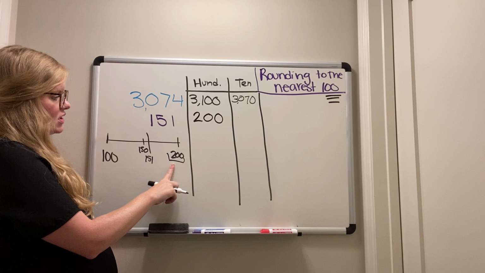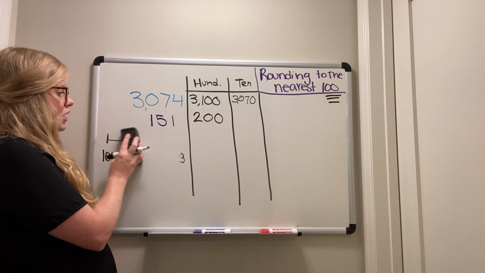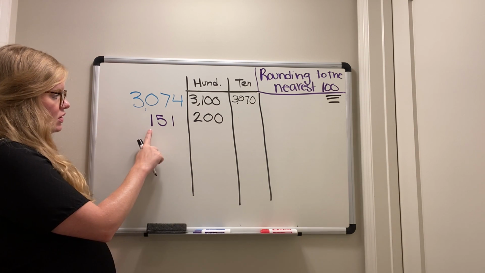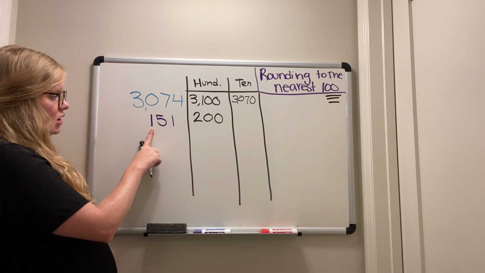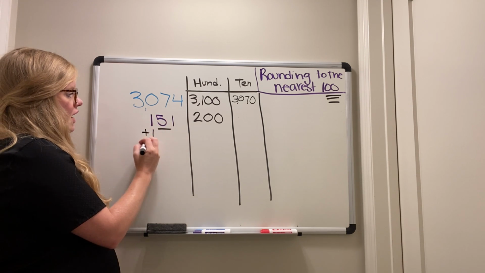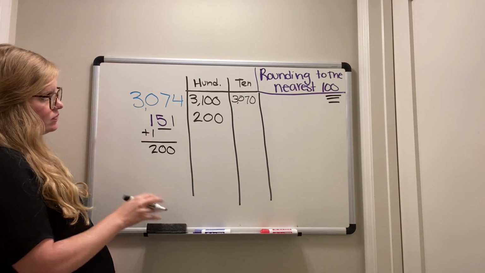So when we are rounding to the nearest 100, we would round to 200. If we were doing it by our rule, we would be looking at this number, to see if this number changed. We look behind, underline. 5 or more, you add one more. Don't forget to add the zeros.